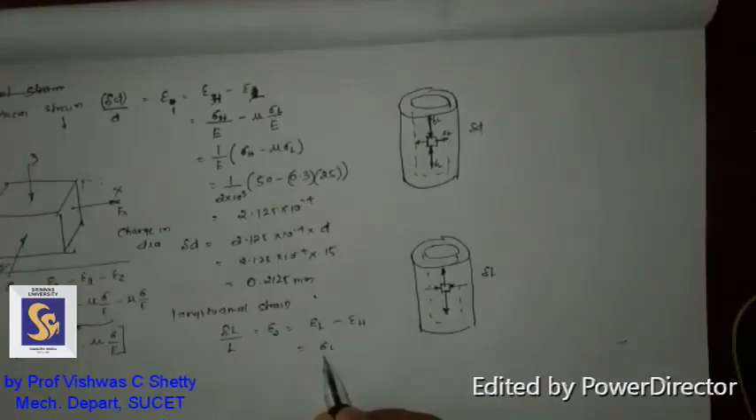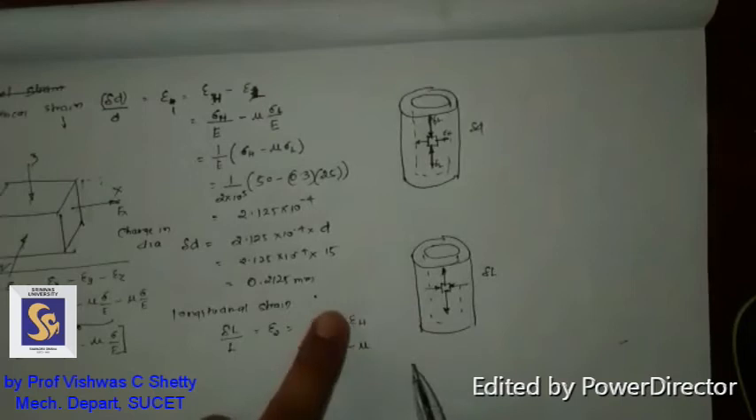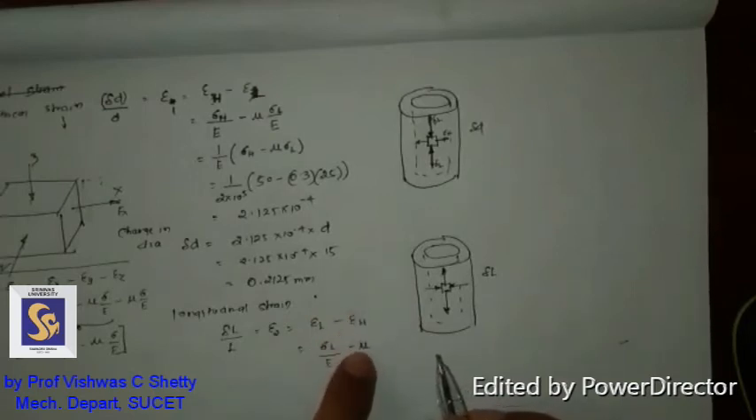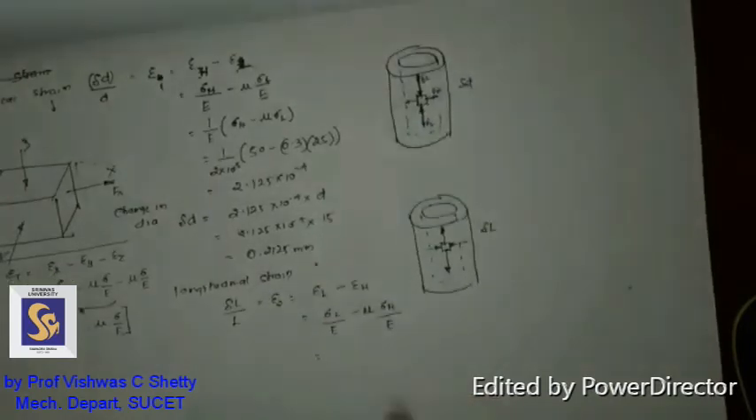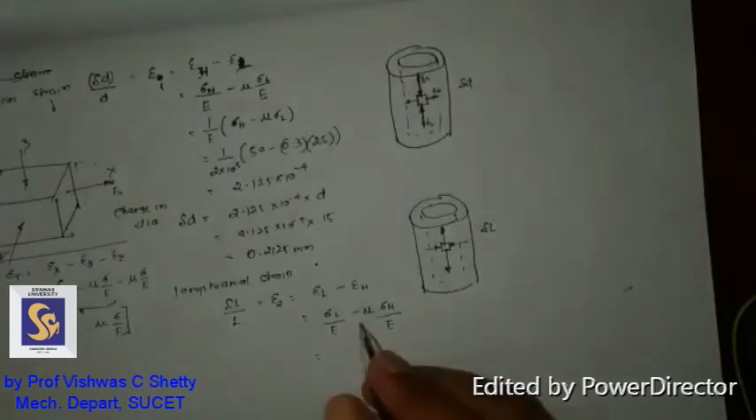So sigma L upon E minus Poisson's ratio. Whenever strain is negative in a direction, you have to consider Poisson's ratio, sigma H upon E. So 1 by E is common.